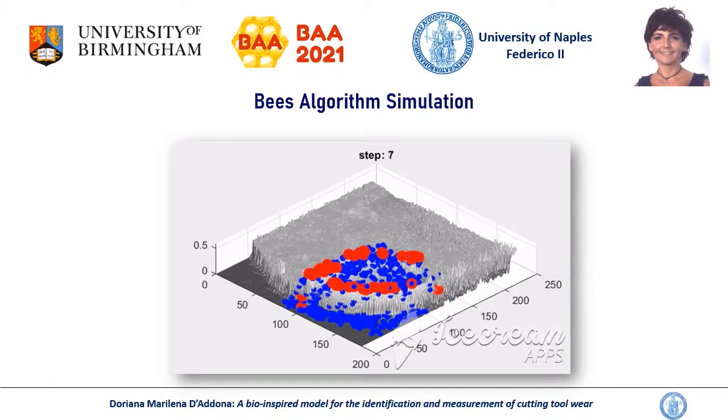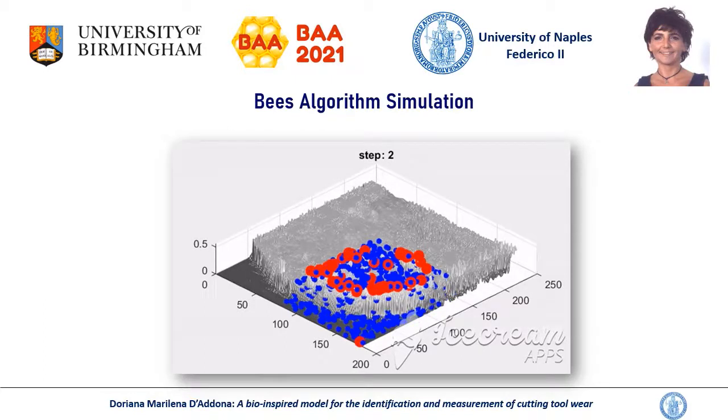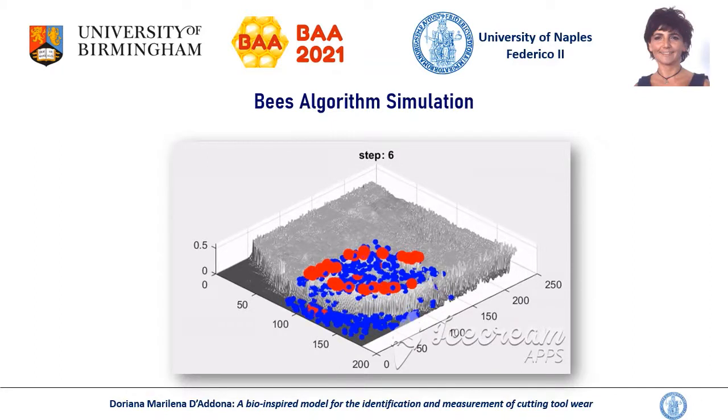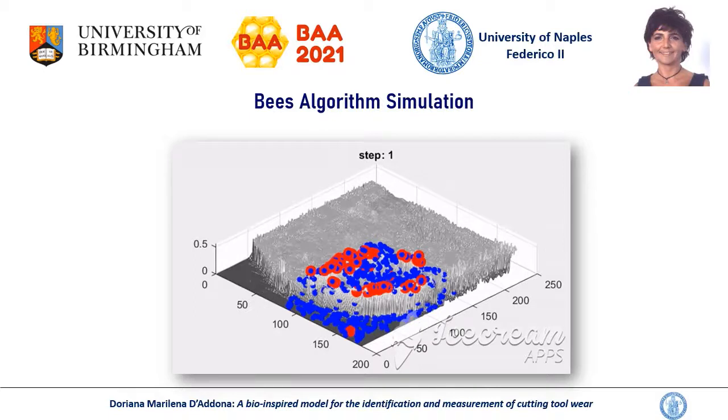Starting from the initial population, randomly positioned on the figure, we can see that during the simulation, the bees, represented by the red spheres, identify the edge of the crater wear area.